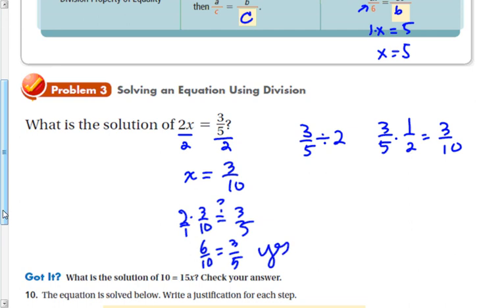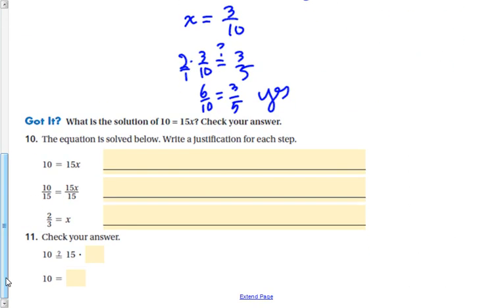All right, you try it. Fill in the reasons if you can think of them. You can check back if you don't know.